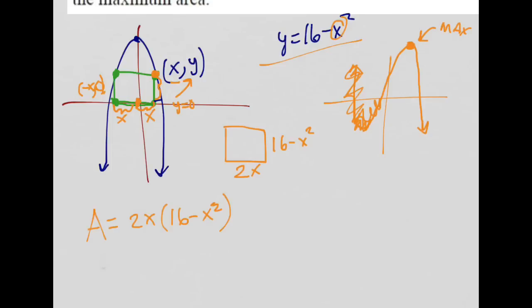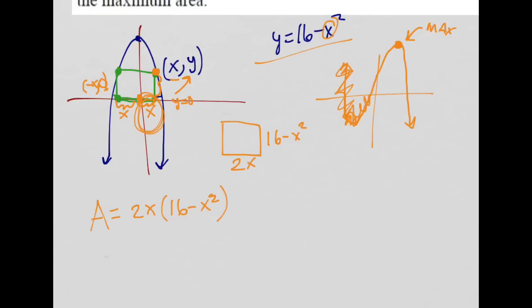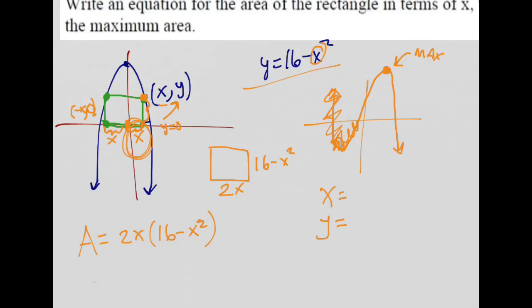The x value is quite literally going to be that x value right there. And then we can substitute into our function 16 minus x squared to find the corresponding y value. Then we can have our dimensions and find our area. Alright, my bad, I just noticed that I dropped my 2 there, so it should be 16 minus 2x squared in that equation too.